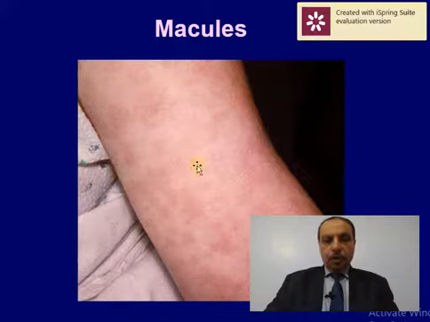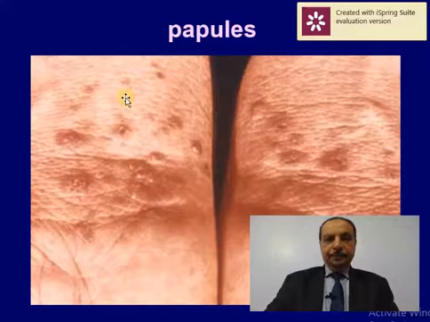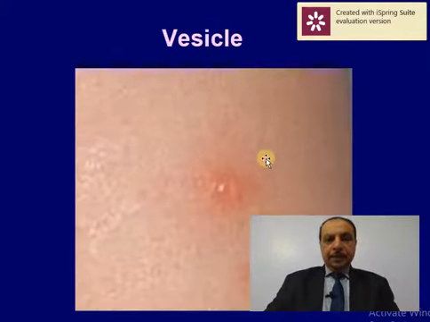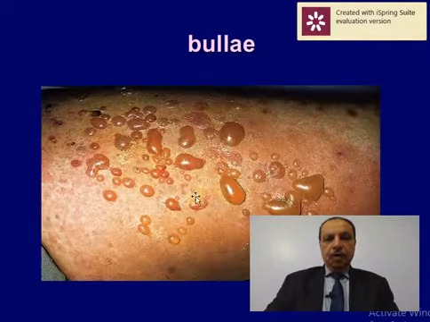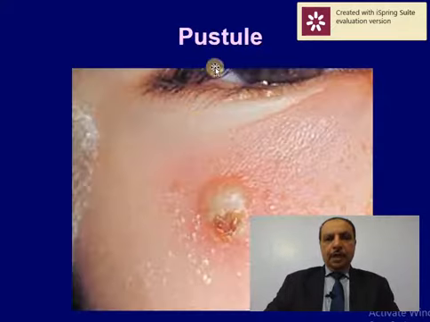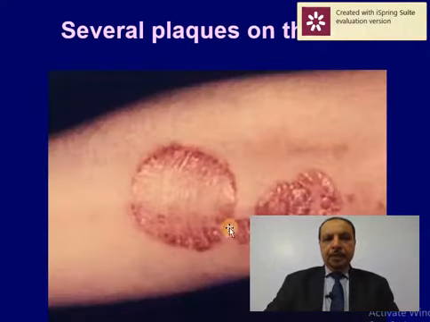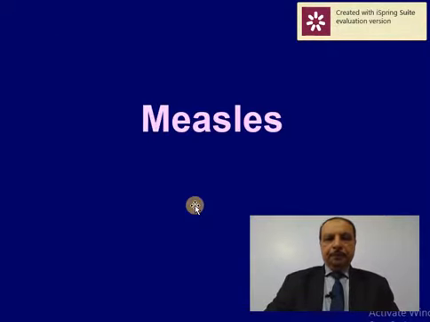This picture shows different macules, change in the color. Red here, it is red change in the color of the skin. The papules, raised skin lesion. Vesicles, it is papule containing fluid. The bulla is big vesicle, while the pustule is a vesicle containing pus. This is a plaque, which is aggregation of primary lesions, and this shows plaques in the arm.